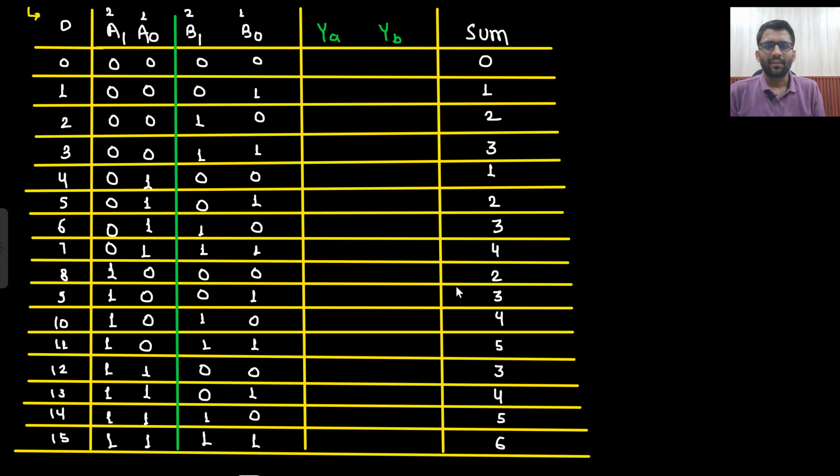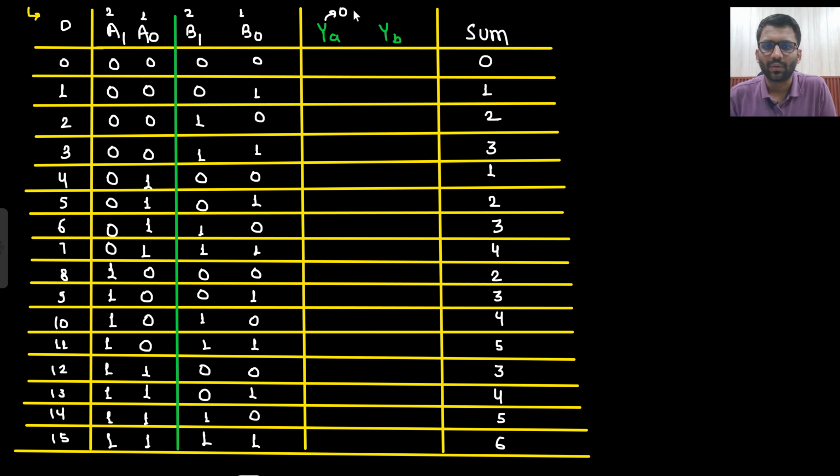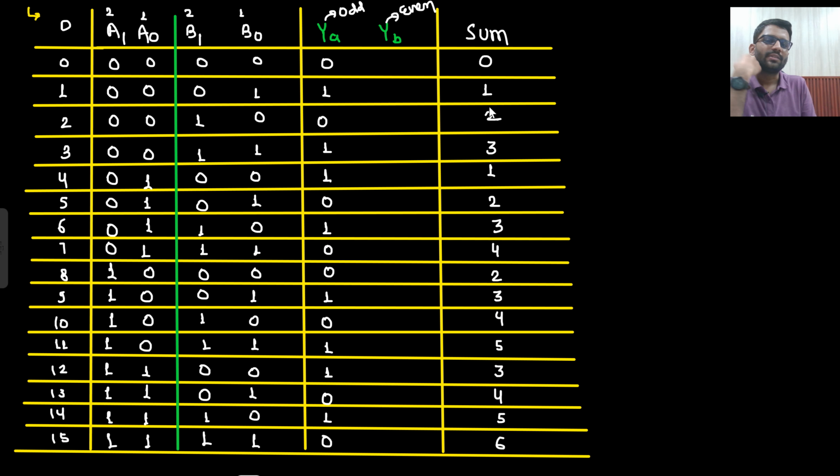Okay. So what about YA? YA will light for odd numbers. This is for odd, and YB for even. Let's check the odd numbers. 0 is not an odd number, so this will be 0. This will be 1. This will be 0. This will be 1. This will be 1. This will be 0. This will be 1. This will be 0. This will be 0. This will be 1. This will be 0. This will be 1. This will be 1. This will be 0. This will be 1 and this will be 0. Let's check back again.